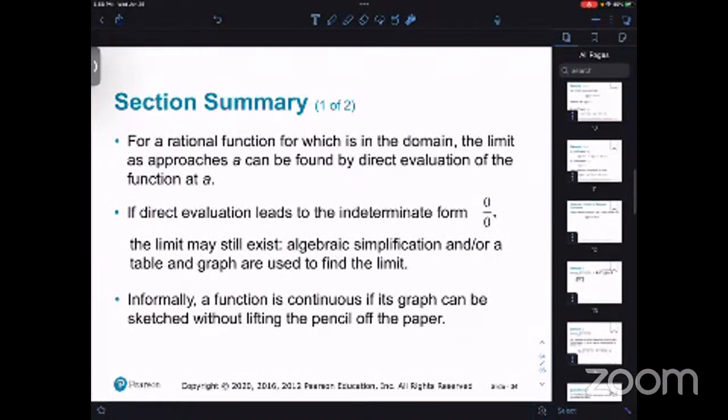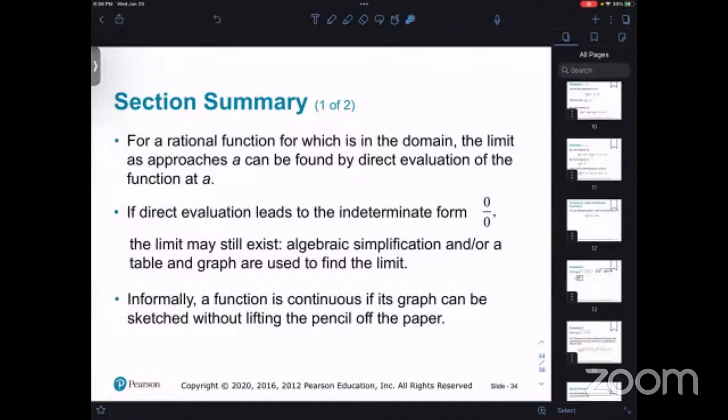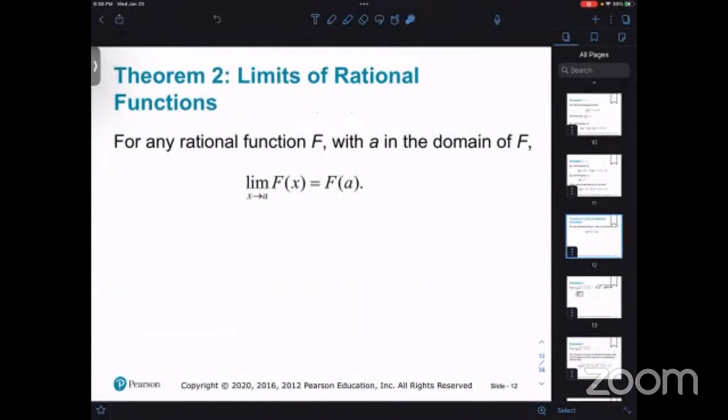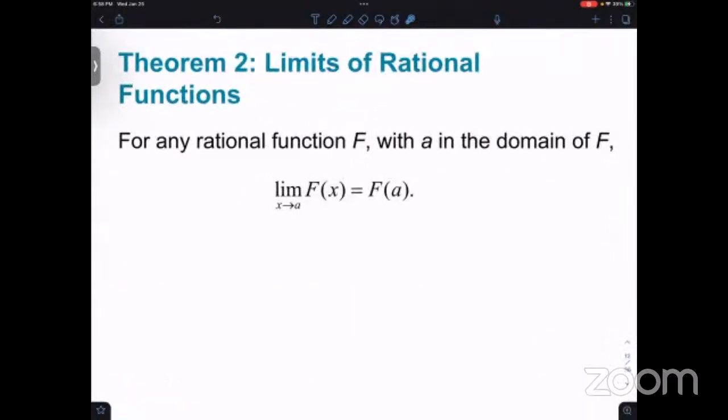The limit of this, what is that? For any rational function with A in the domain, right here. So this slide right here, this is what I was trying to say. Limits of rational functions, for any rational function. I think the trouble was I kept wanting to say continuous, and I was like, no, it's not. That wasn't a discussion about continuity. I was interchanging limits with continuity. That's where I was getting mixed up, right?